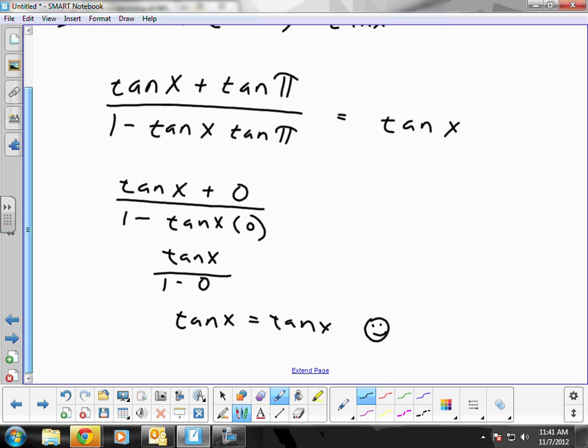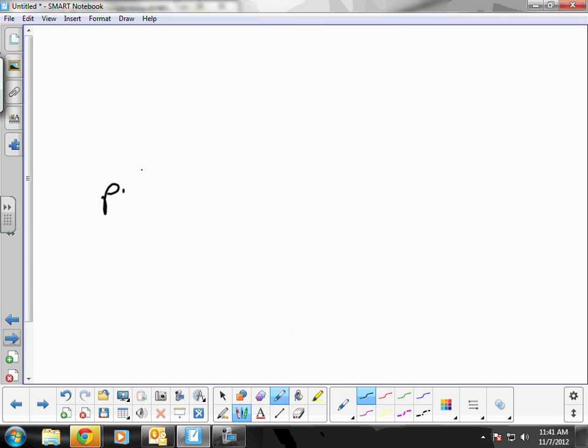So on your homework assignment, you're just going to be doing a combination of these types of problems. There's some verifying and there's some where you actually find exact values. The problem set that I gave you to do is on page 604, 15 through 63, multiples of 3.